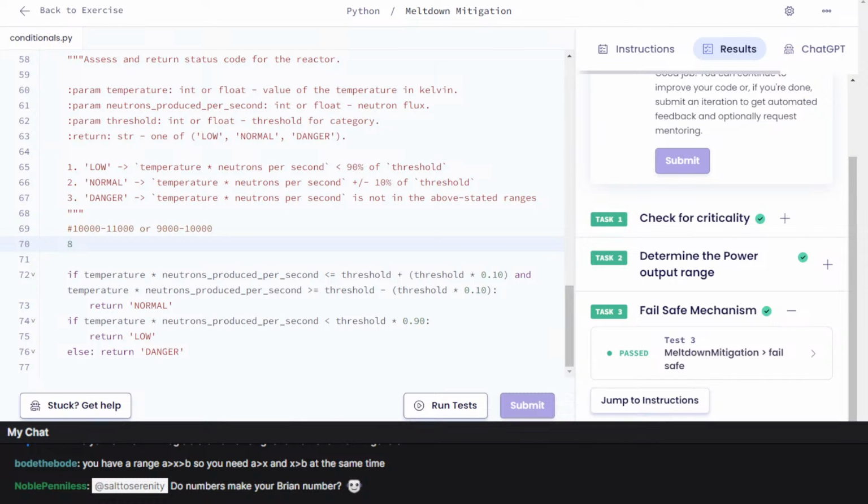Okay, well, okay. I do have a range. X needs to be less than B, X greater than A. So you need A is greater than X. And X is less than B. At the same time.